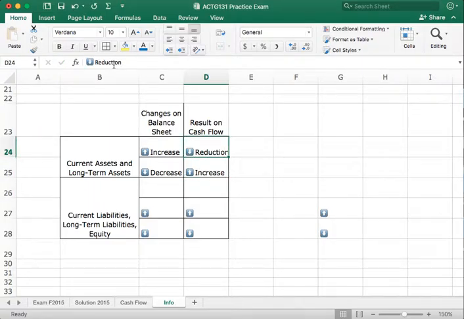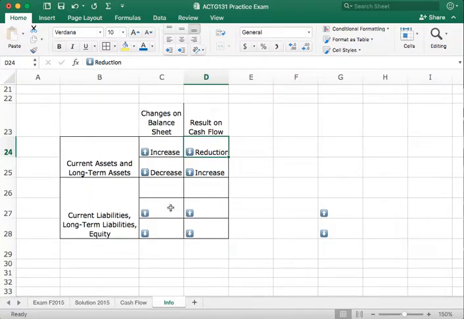So what does this really mean? Well, the reduction on your statement of cash flows is going to be in brackets. You're going to reduce whatever you're adding up, netting, if you will. You're going to subtract that from the total.